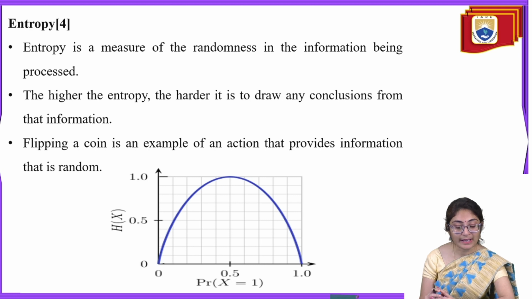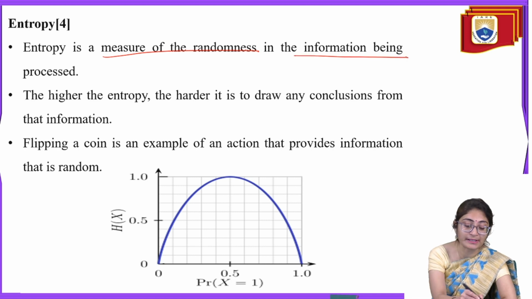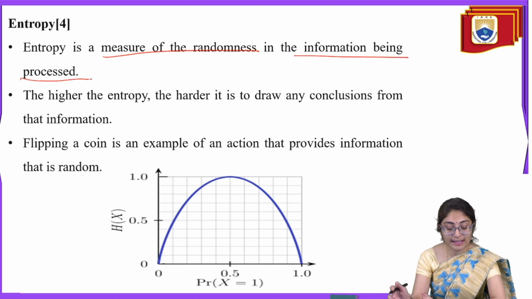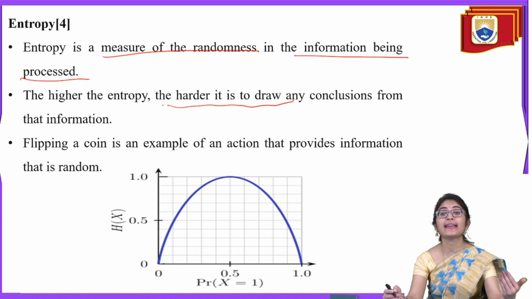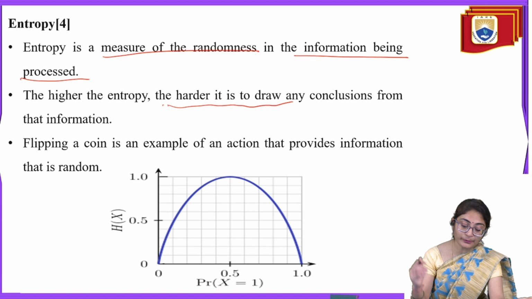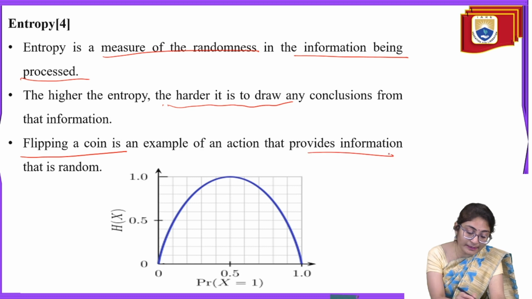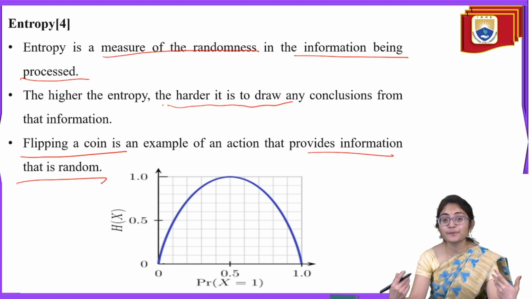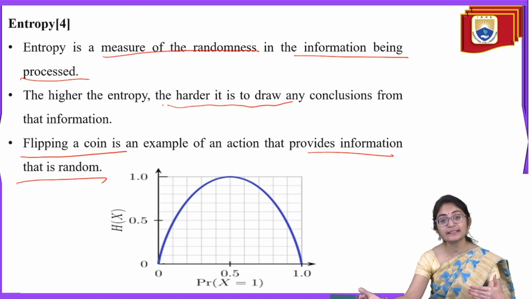Now, entropy. Actually, entropy is the measure of the randomness in the information being processed. The higher the entropy, the harder it is to draw any conclusion from that information. If your entropy is higher, then definitely it will be difficult to find your conclusion. For example, flipping a coin is an example of an action that provides information that is random. If you are flipping a coin, there are only two chances. Either you will get the head or you will get the tail.